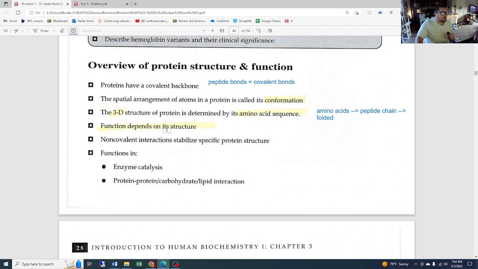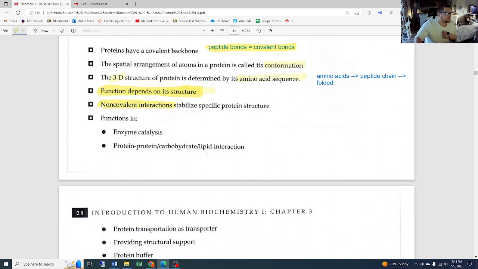So the function of a protein depends on its structure. The way that a protein is put together determines its structure. If the structure is not correct, the protein does not function. So how a protein folds, and specifically the way that it folds, is really important to the function of the protein. Non-covalent interactions stabilize specific protein structures. It's another form of bonds. The peptide bonds themselves are covalent, but the stability of those specific proteins comes through non-covalent interactions.